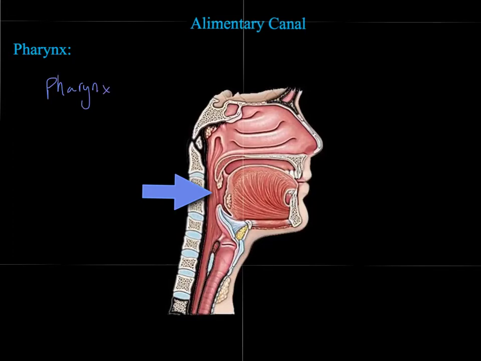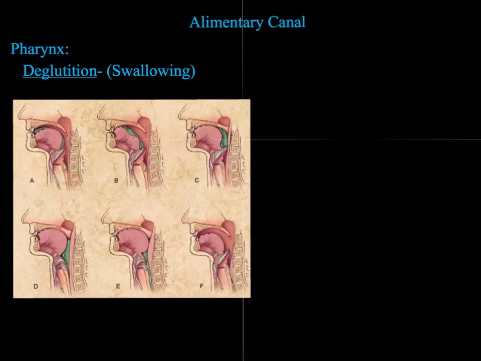Now recall, the pharynx is the common passageway for food and air. And the pharynx has three parts: the nasopharynx, the oropharynx, and the laryngopharynx. The process of swallowing is called deglutition. So in step A, food is being chewed. So mastication is taking place. In step B, you can see that the tongue pushes up against the hard palate, which forces food towards the pharynx.